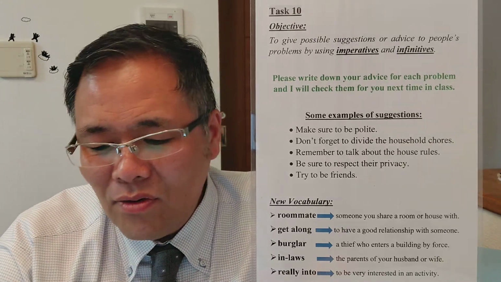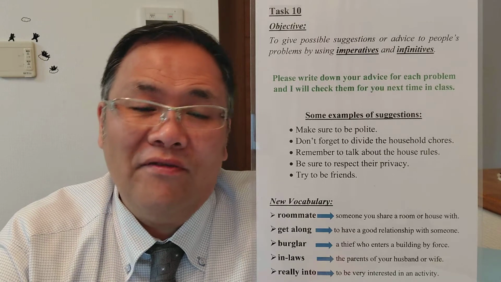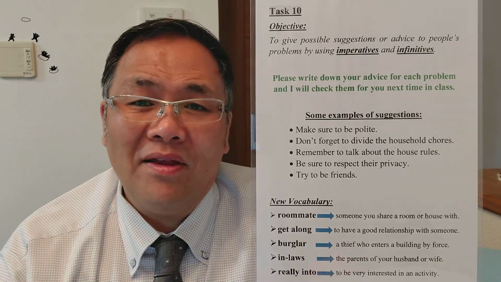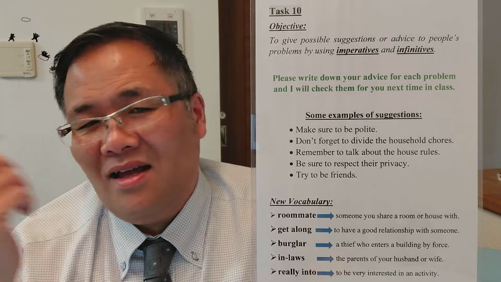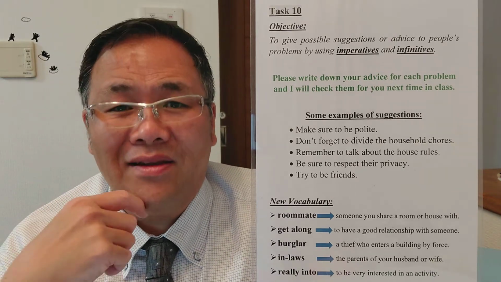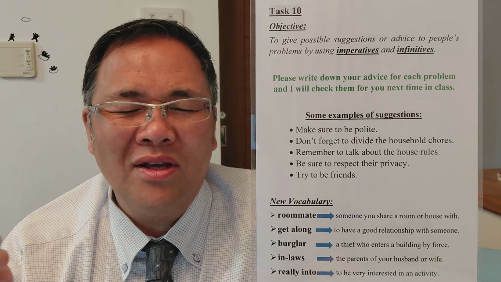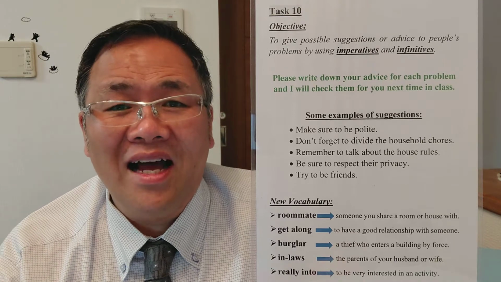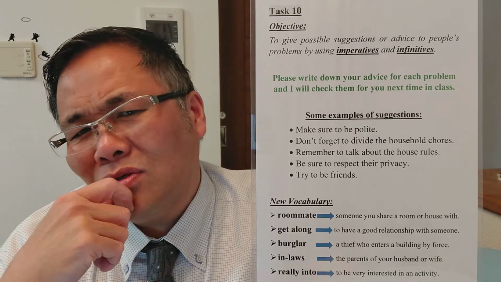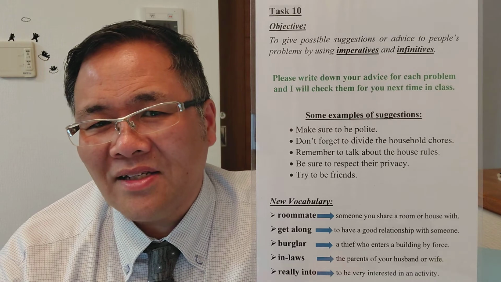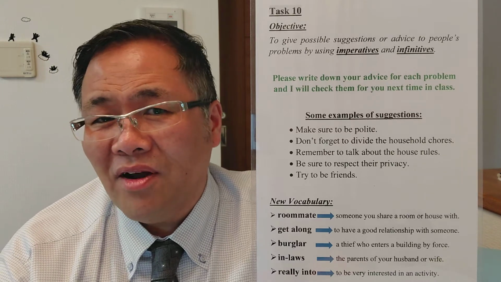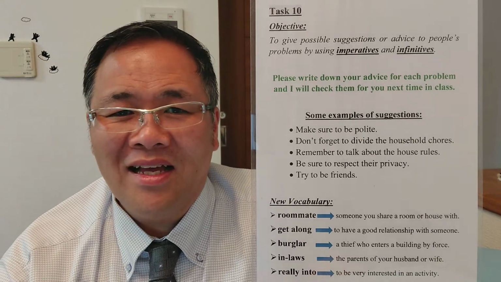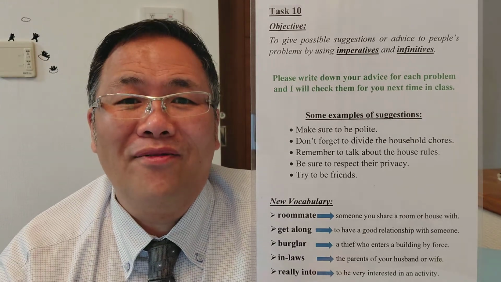Now, your in-laws. The in-laws are basically the parents of your husband or wife. For example, my wife's mother is my mother-in-law. My wife's father is my father-in-law. So when you say your in-laws, you usually mean the parents of your husband or wife. But in-laws can also mean your partner's family. So my wife's brother is my brother-in-law. Basically, in-laws are the parents or family of your partner.